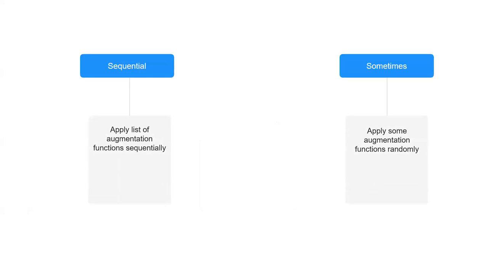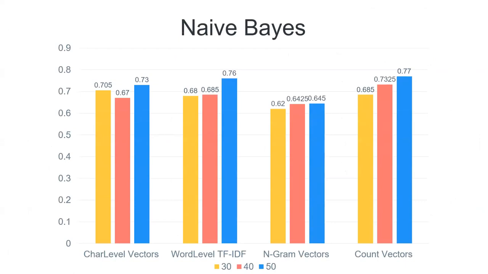And here we apply those data augmentation techniques in sequence or sometimes randomly. So here we get the results after data augmentation, starting from 30 samples, from 40 samples, from 50 annotated samples, and here you can see that the difference gets shorter between the different features.